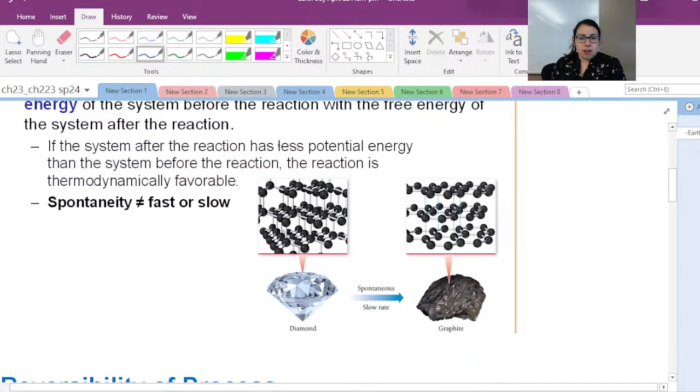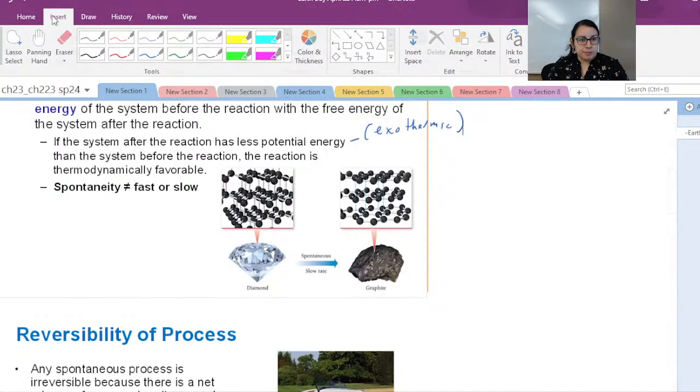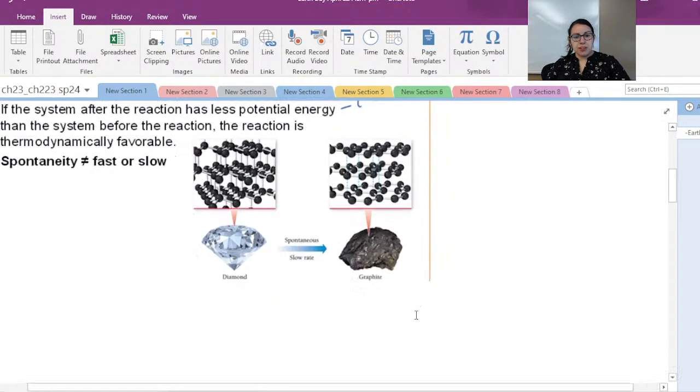And so now this is talking about, again, our thermodynamically favorable. So we said, well, if we have our system that has less potential energy, then our reaction is thermodynamically favorable. So again, this is referring to an exothermic reaction. But this does not give us, again, the complete process. And so let's look at a few examples.